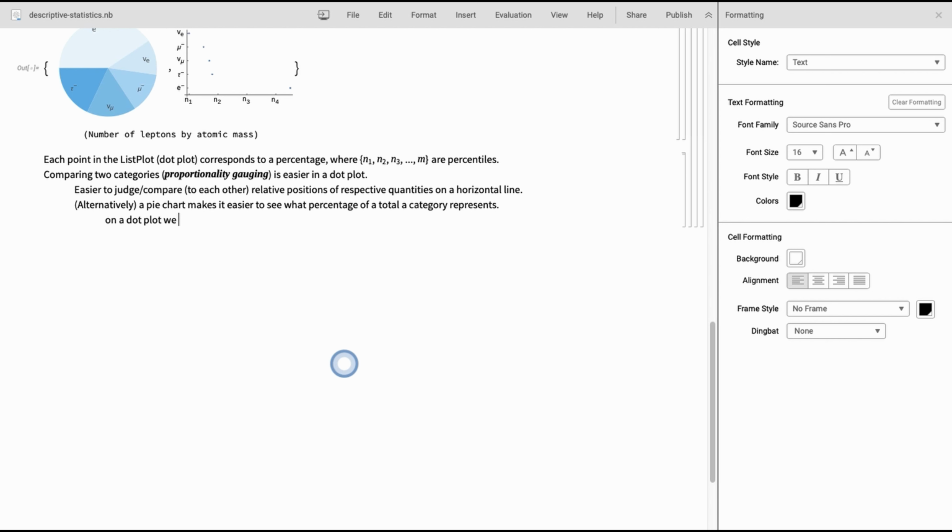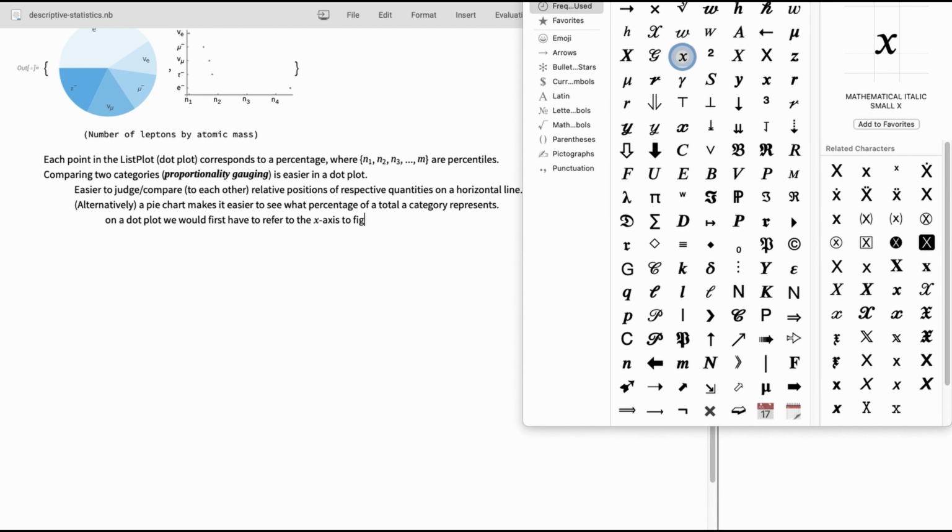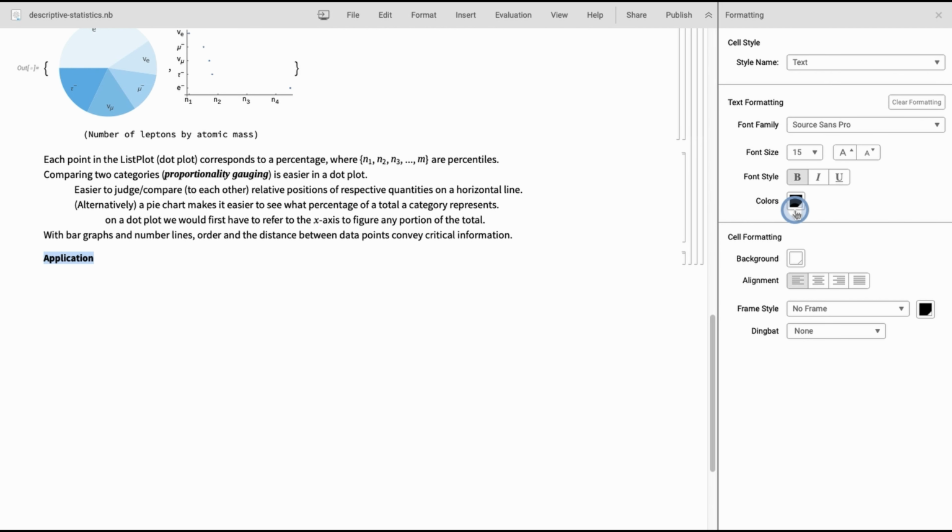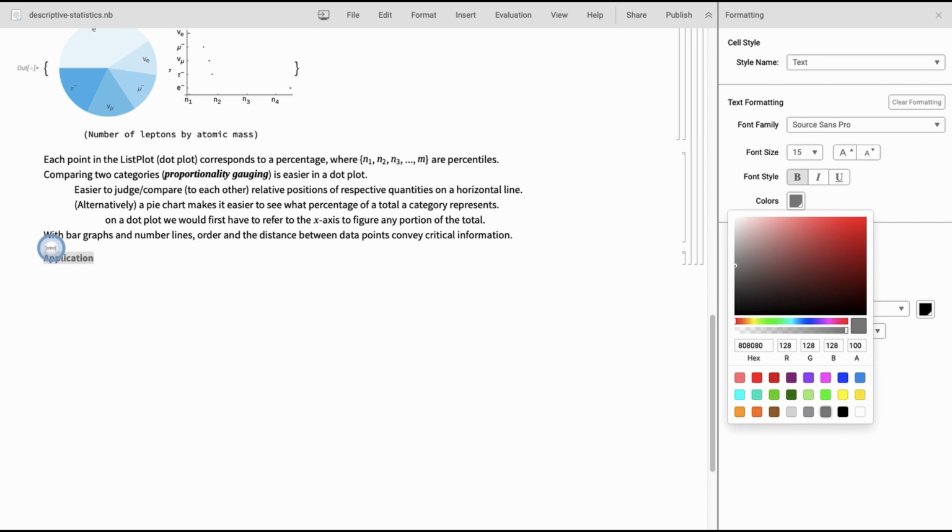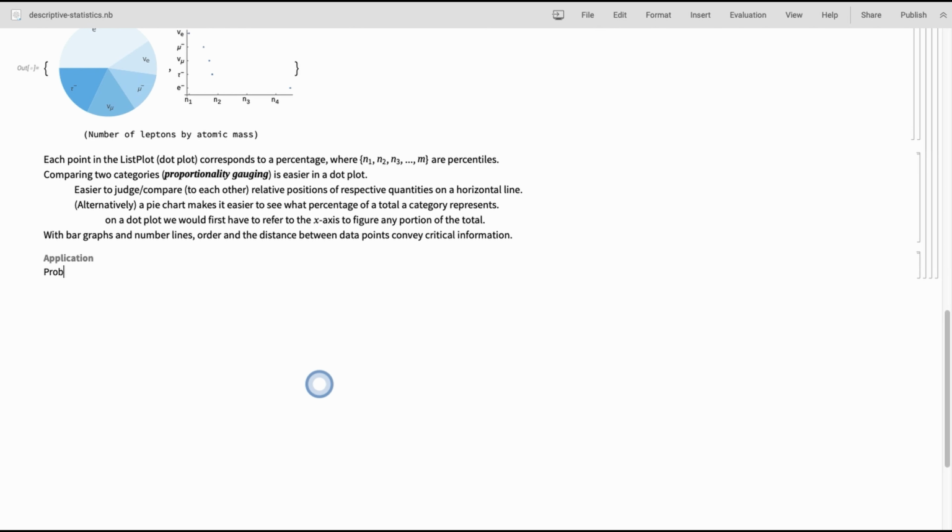And let's also mention that on a dot plot, we would first have to refer to the x-axis to figure out any portion of the total. Okay, and once again, let's mention that with bar graphs and number lines, order and distance between data points convey critical information. Okay, so let's review this simple problem in a slightly different context.